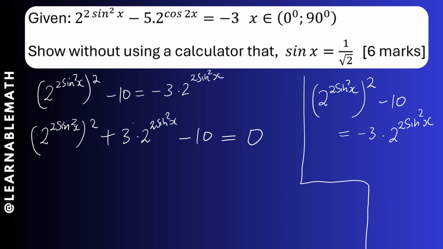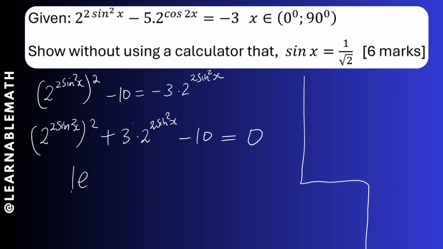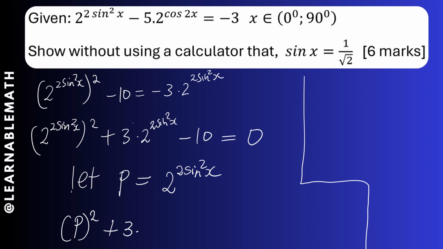Okay, so if you check this, it will be very difficult for you to perhaps realize that we can actually factorize this. Maybe let's do this for you to actually see that this is giving you a quadratic equation which can be factorized. For example, let p be equal to 2 exponent 2 sine squared x. So when there is 2 exponent 2 sine squared x, if you put p, it becomes p squared plus 3 times p minus 10 is equal to 0.